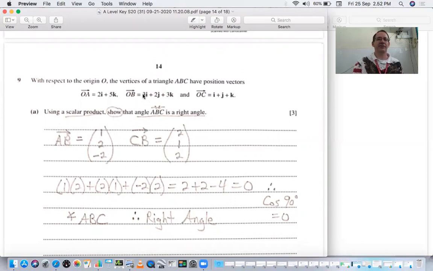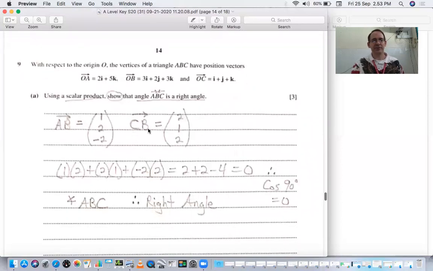First, the 3 up front, the i's: 3 minus 2 is 1. 2 minus a 0, there's no j's, is 2. And 3 minus 5 is negative 2. Then do CB, which means B minus C.